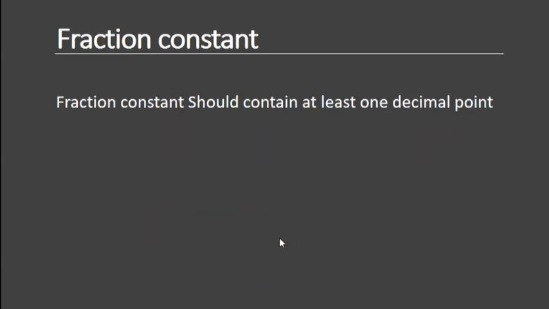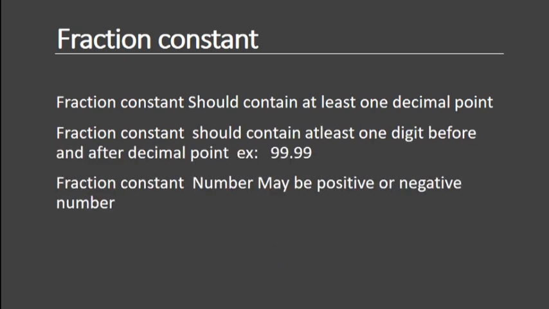So first we will see fractional constants. What is a fractional constant? 99.99. So before this point, at least one number should be on the left hand side, minimum, and you may have any number after this. So this is nothing but a fractional constant.